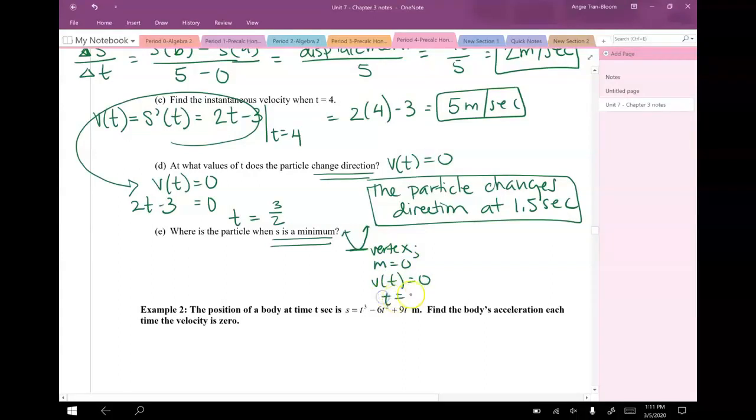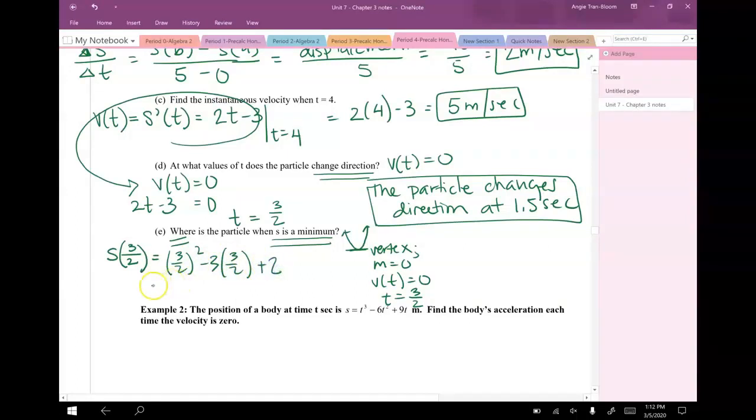And we found the time when the velocity was 0 at t equals 3 over 2. So it says where, okay? Not when. When means the time. It's looking for where. So we will plug in the time. It's at the minimum at the time of 3 over 2. So I will plug in 3 over 2 to your position formula, which is 3 over 2 squared, minus 3 times 3 over 2, plus 2.